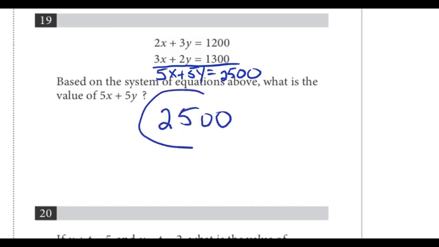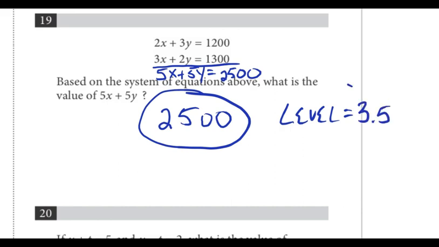Well, if you see it, this is a simple question. Level of difficulty, give it a 3.5. Some people will see it. Some students will not see it and have to go through the whole process. Hopefully you'll see it. Let's go to number 20.